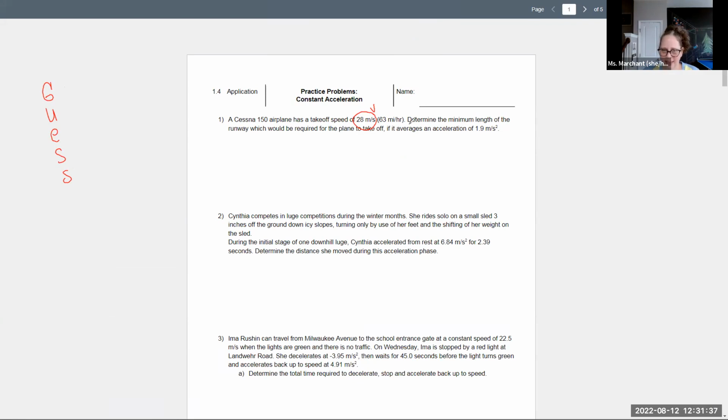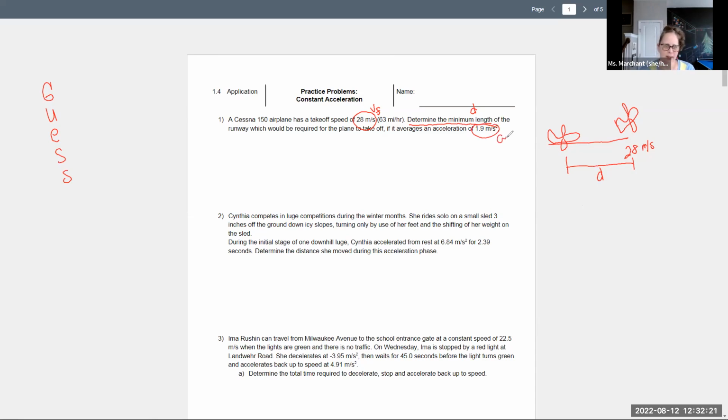Determine the minimum length. That is the distance that we're going to be finding, of the runway for the plane to take off. Okay, so that takeoff speed in this case is going to be the final because I am concerned about the plane taxiing and then taking off. So this 28 meters per second is at the end. And yes, I'm not an artist, as you can tell, but sometimes just sketching that out gives you an idea of what's going on. And we have an average acceleration of 1.9 meters per second squared.